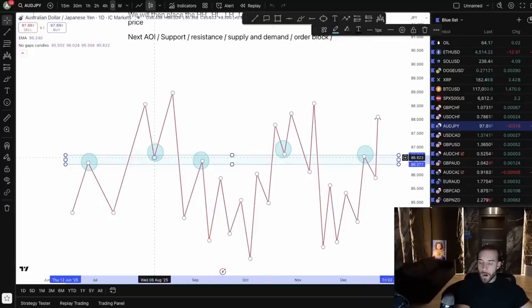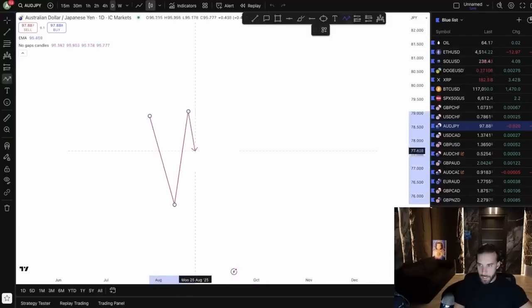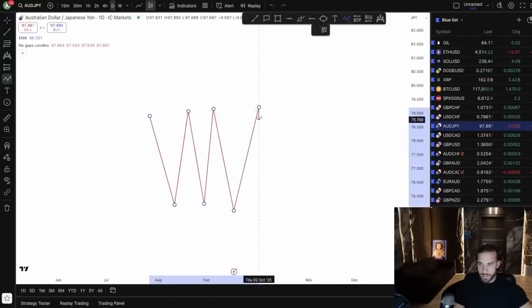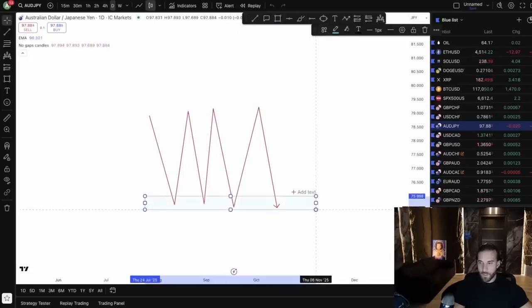Whenever we are above, we use it as support. Whenever we are below, we use it as resistance. Support and resistance is extremely simple. Support is literally exactly what it says. It is support. It is when price is being held up from something.